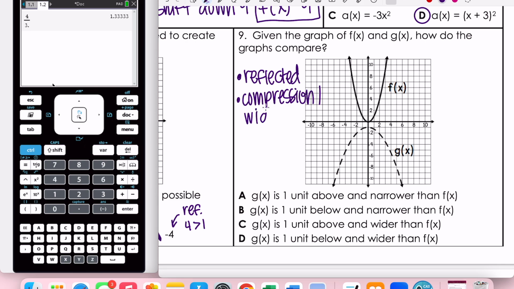wider. Now, the last thing I also notice is that this graph has been shifted down 1 unit. So down 1. So looking at my answer choices, I am looking for the function that says it has been shifted 1 unit down and gotten wider. So I can obviously eliminate A and C because it says above. And then my graph has gotten wider, so my answer is D.